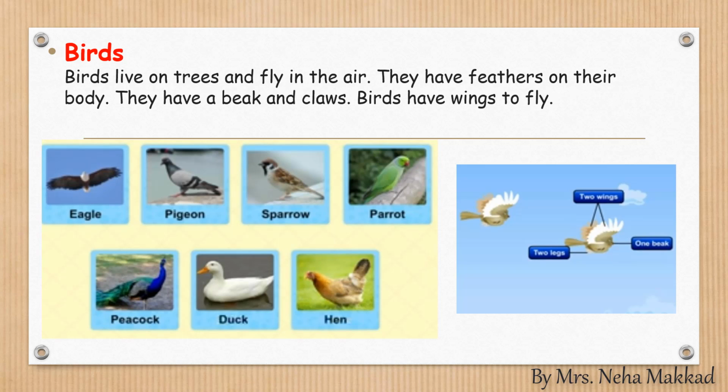They have feathers on their body and feathers help them to fly. They have a beak to eat the food and the claws to hold tight the branches of the tree. And birds have wings which help them to fly. As you can see in the picture children, the birds have 2 wings to fly, 2 legs to sit on the branches of the tree and 1 beak to eat the food. Some examples of birds are eagle, pigeon, sparrow, parrot, peacock, duck and hen.